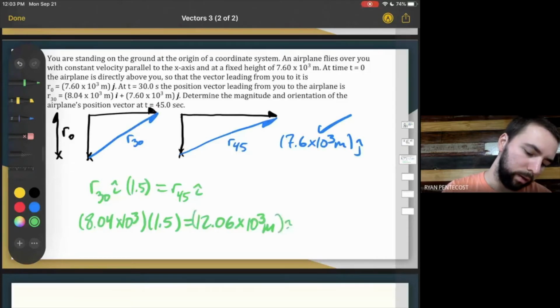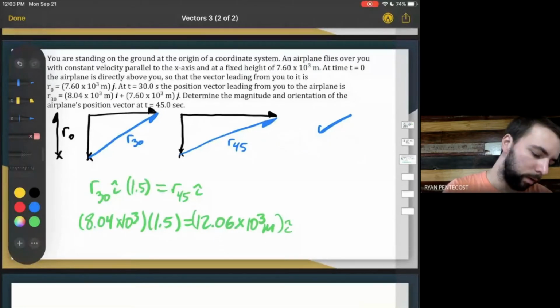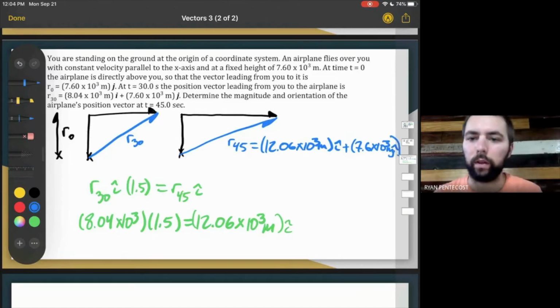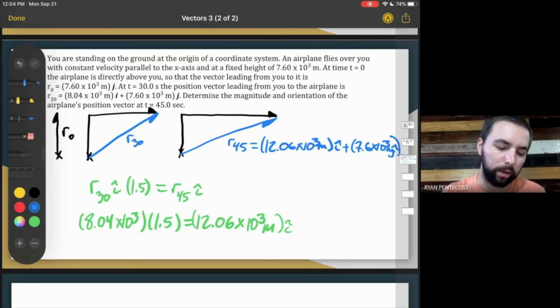So we've got, here, let me rewrite that real quick. So we've got r45 equals 12.06 times 10 to the third meters i hat plus 7.6 times 10 to the third meters j hat. That little menu there won't let me write on that side. That's not allowed to write there.